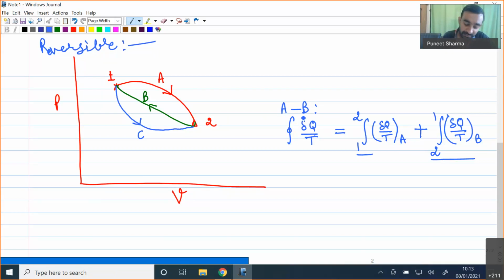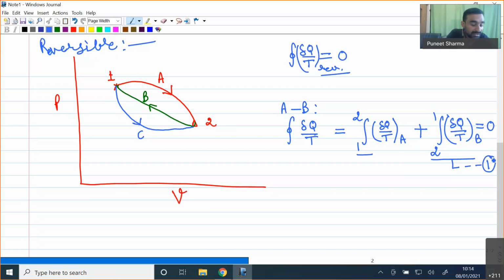Now obviously, if I am saying that all the processes are reversible, we know from Clausius inequality that the cyclic integral of del Q by T has to be equal to 0 for a reversible process. So if process A and process B both are reversible, then obviously the cyclic integral of del Q by T will be equal to 0. Let me call this my equation number 1.